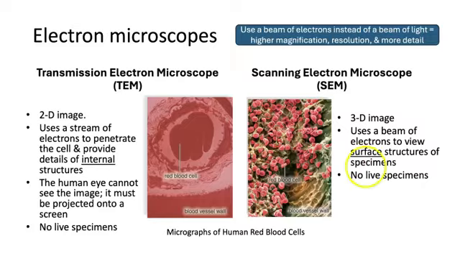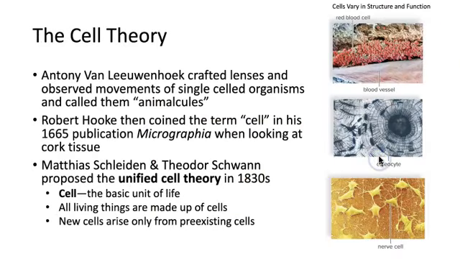Now let's talk about our cell theory. So it was Anthony van Leeuwenhoek who first crafted lenses and observed movements of single-celled organisms, and he called them animalcules. In fact, he would scrape plaque off his teeth and then use these lenses to look at it. And then it was Robert Hooke who then coined the term cell in his 1665 publication Micrographia, when he looked at cork tissue and noticed that there were these chambers which he called a cell.